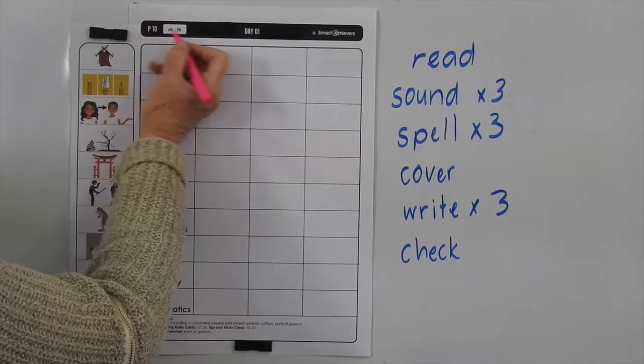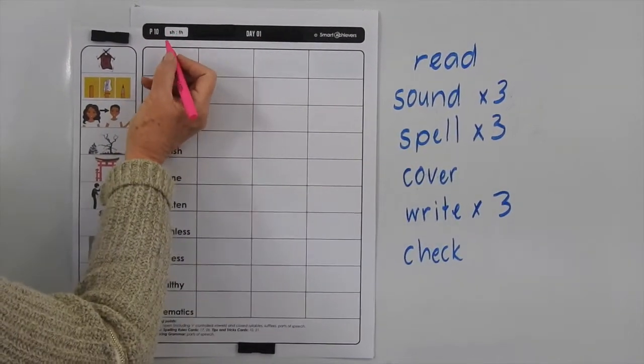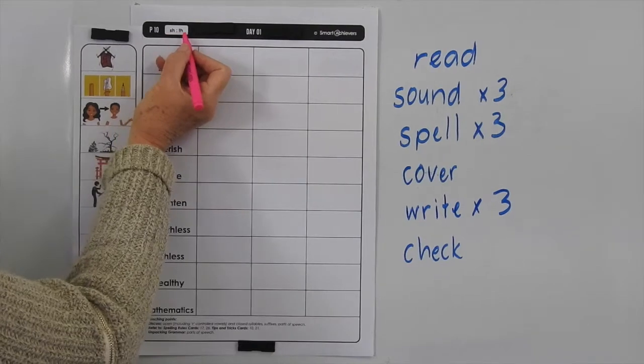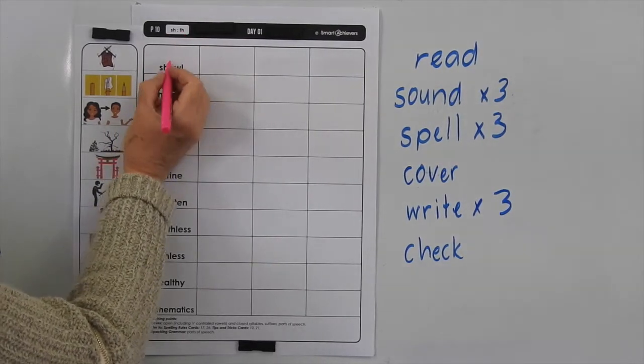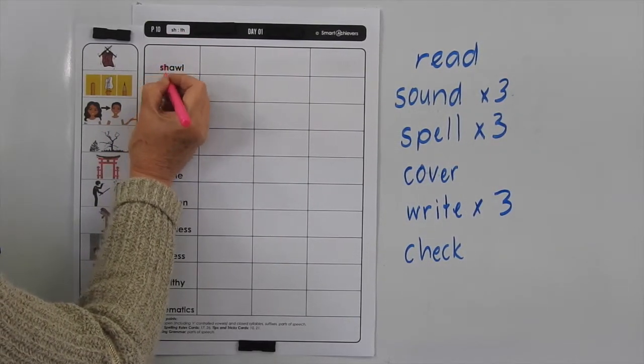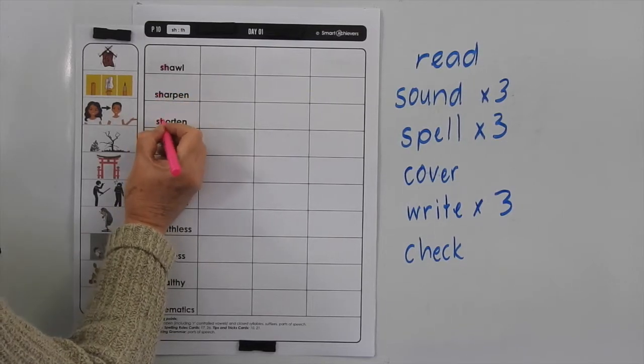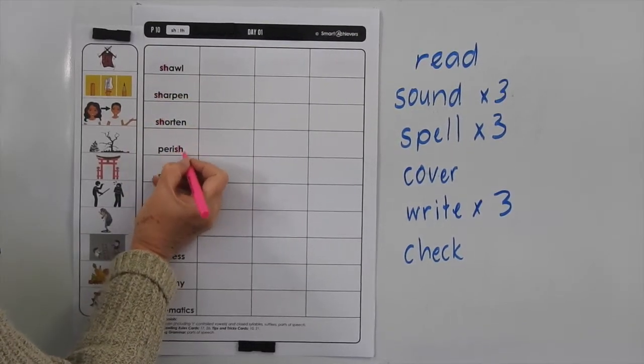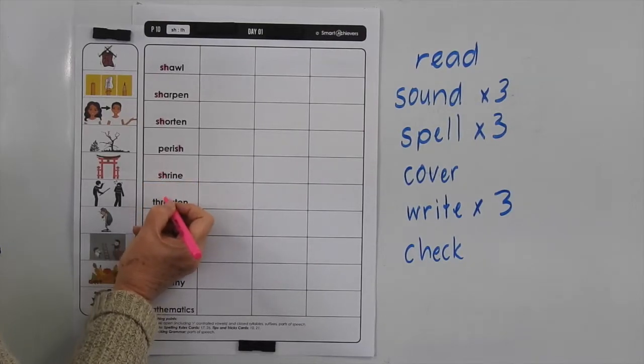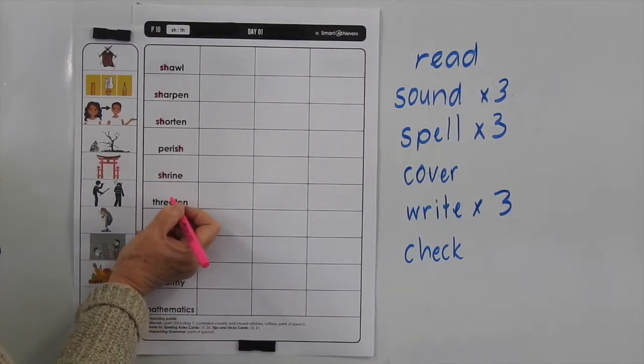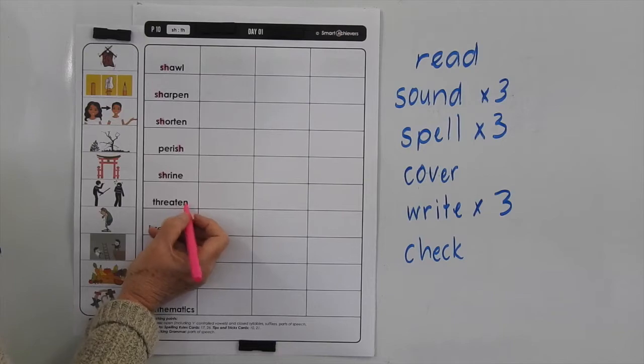Level P, list 10, and we're doing the day 1 page, and here we're revising SH for sh and TH for th. So we know we only use SH for the sh sound at the start or end of a word. So let's highlight that. If we want sh in the middle of a word, we have to use TI, SI, CI, XI, etc.